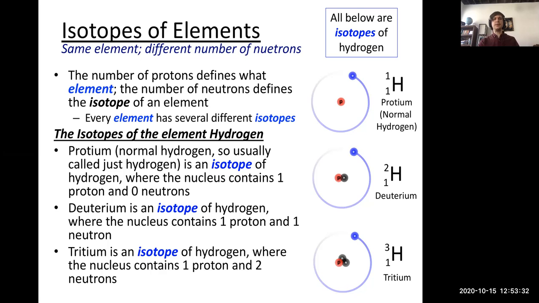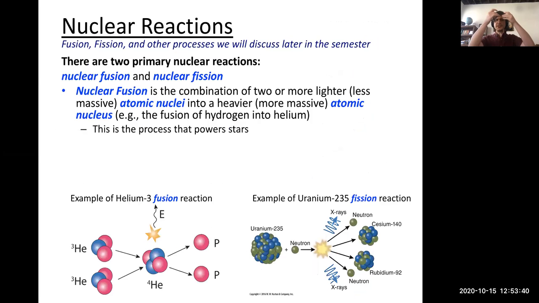Okay, we have to do that because whenever we talk about nuclear reactions, nuclear fusion, nuclear fission, then we have to talk about isotopes. So let's talk about nuclear reactions. There are two primary types of nuclear reactions. We have fusion and fission. So fusion, let's start with that one.